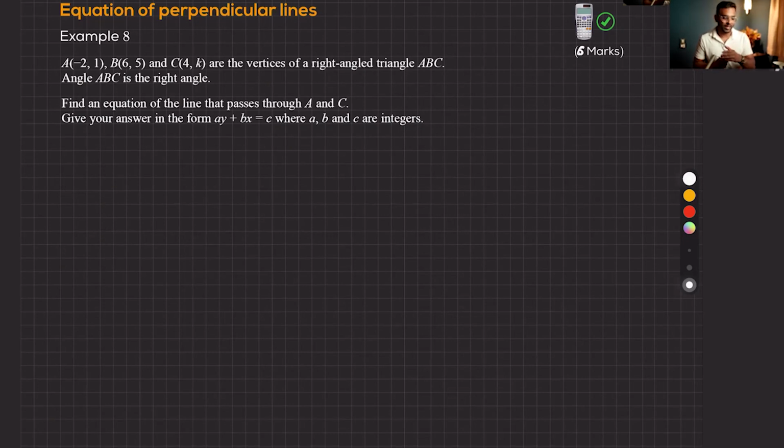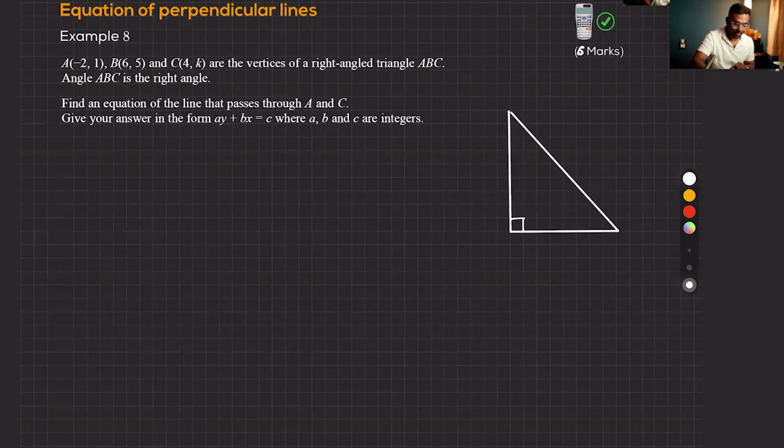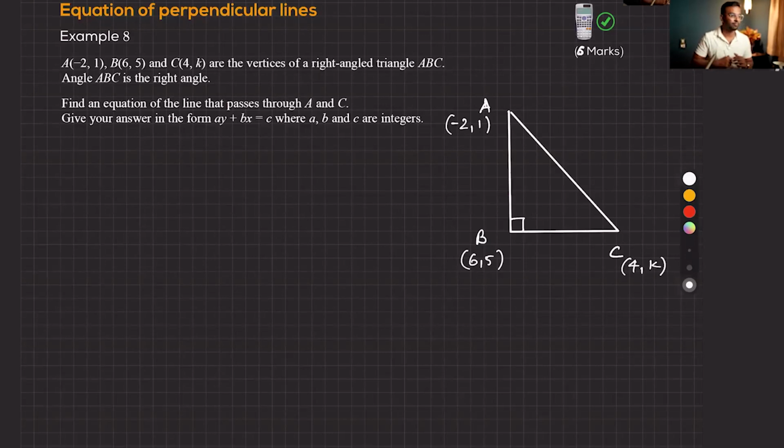A, B, C with coordinates are vertices of a right triangle ABC. Straight away, I need a diagram. That is not a right triangle. Now it is a right triangle, A, B, C. I would also, for now, just put in the coordinates. A has a coordinate -2, 1. B has a coordinate 6, 5. C has a coordinate 4, k. Okay. Angle ABC is a right angle. So you see B is the right angle.